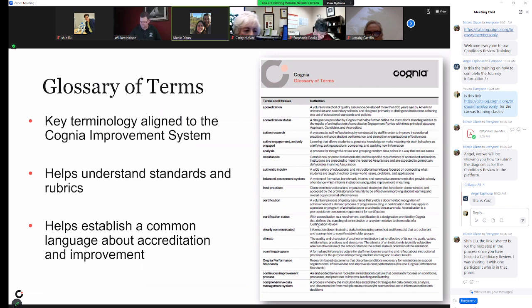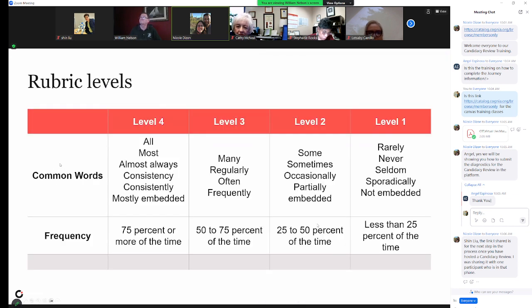So one of the parts of the process will be rating yourself on the standards. Even though you won't use that same 4-level rubric for candidacy, you still want to have a sense of what Cognia means by consistently, frequently, or regularly, seldom, and so on. And so this glossary is going to be a very helpful tool for you in establishing that common language. Go ahead to the next slide, please, Bill.